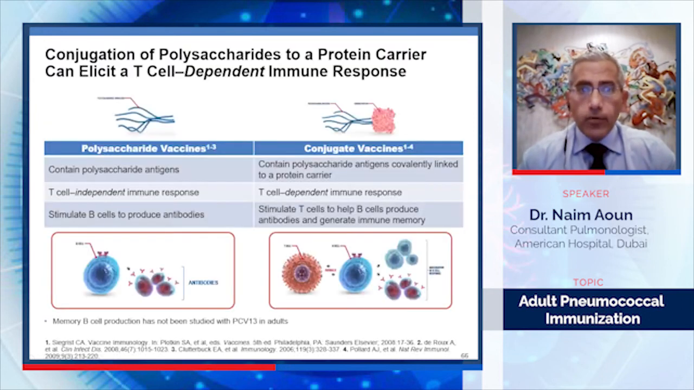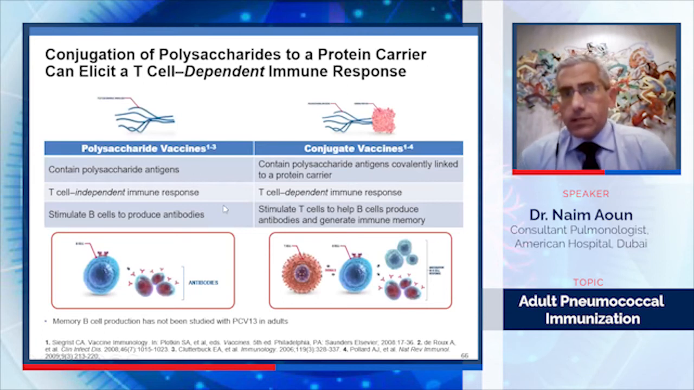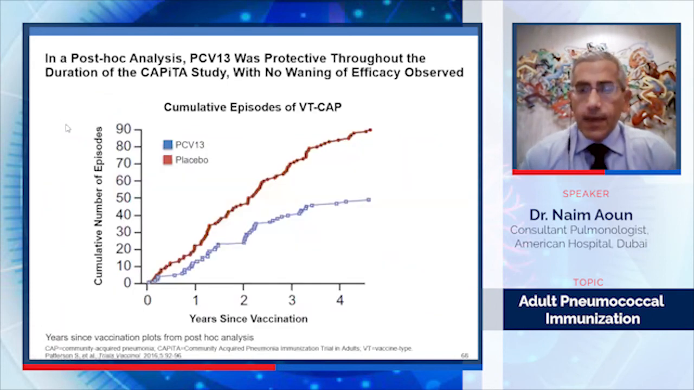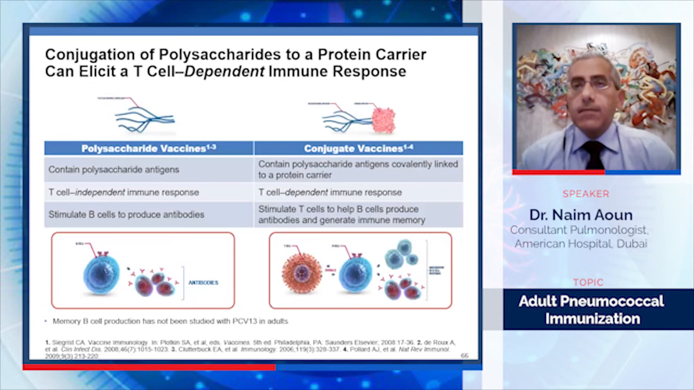So the duration of protection. So this is an important slide here to underline the differences between the 2 kinds of vaccines we have on the market. So conjugation of polysaccharide to a protein carrier can elicit a T-cell dependent immune response. So basically, that's why we call it a PCV. Like pneumococcal conjugated, because the antigen is not taken alone, it's conjugated to a protein carrier that makes it more immunogenic. So we will have a better response.